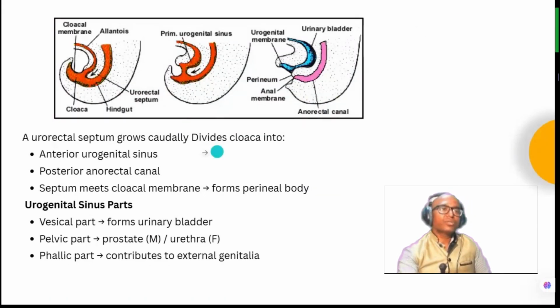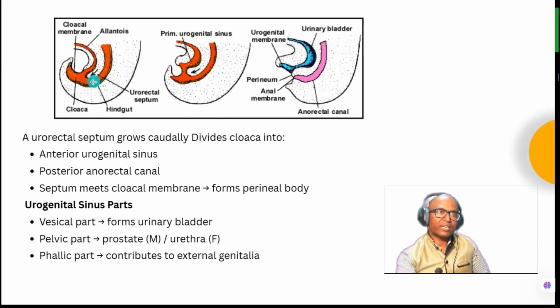Okay, so the urorectal septum grows caudally and divides the cloaca into the anterior urogenital sinus and the posterior anorectal canal. Okay, the septum meets the cloacal membrane and forms the perineal body. Okay, so this perineal body is coming from this urorectal septum. So this is the part of the cloaca. There is formation of this urorectal septum. This urorectal septum will meet at the level of this membrane. Okay, cloacal membrane. Here will be the cloacal membrane. There it ends, and the anterior part will form the urogenital sinus. Okay, and the posterior part will form the anorectal canal.